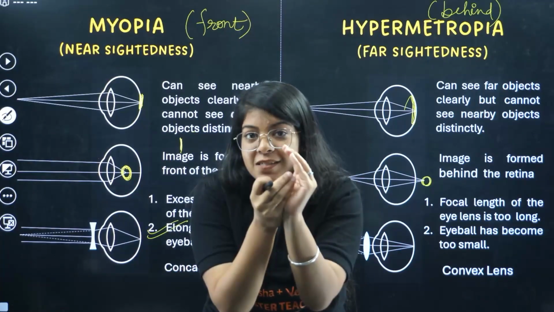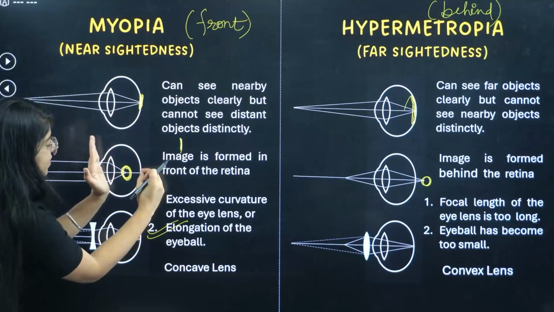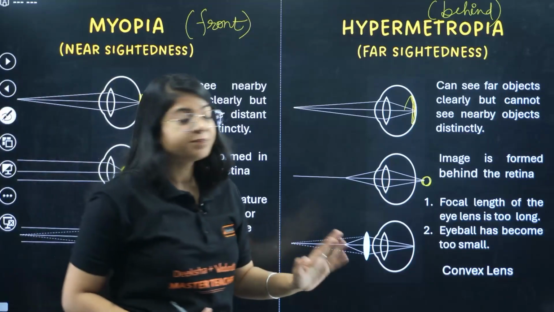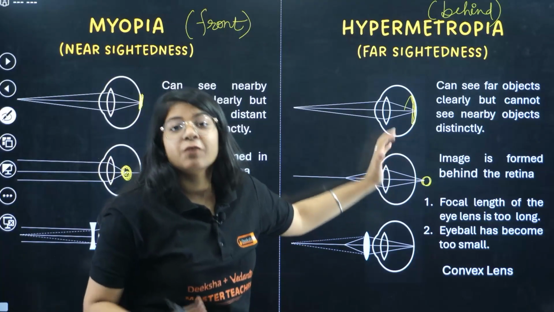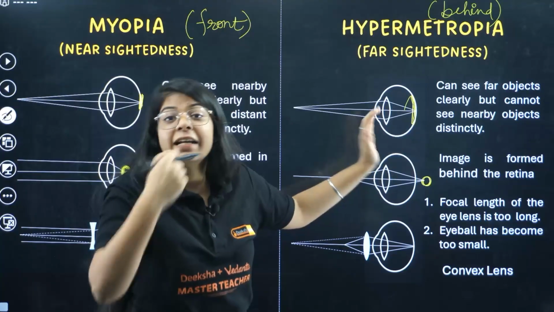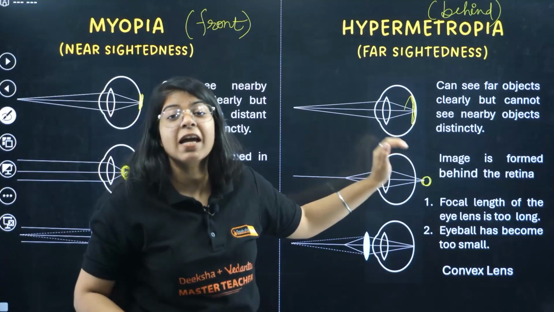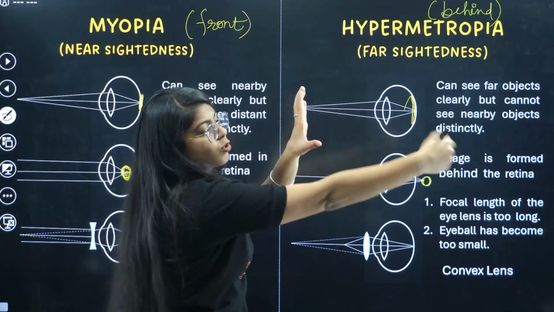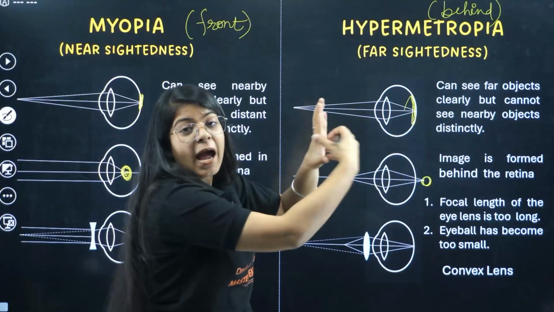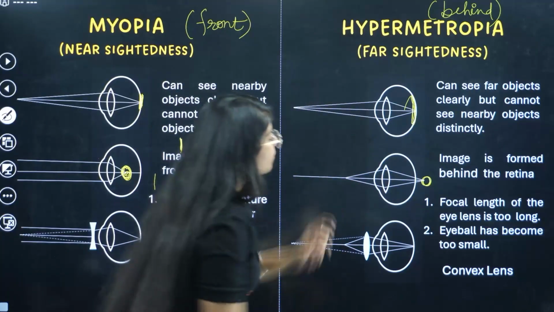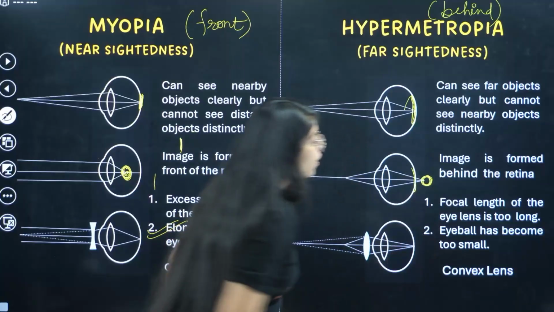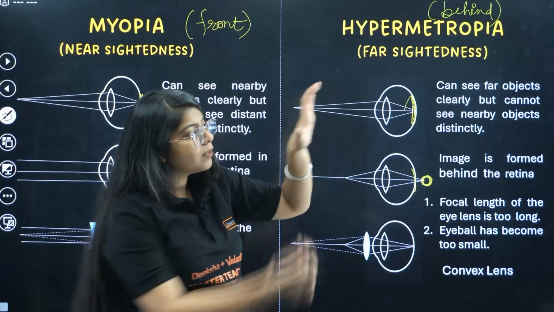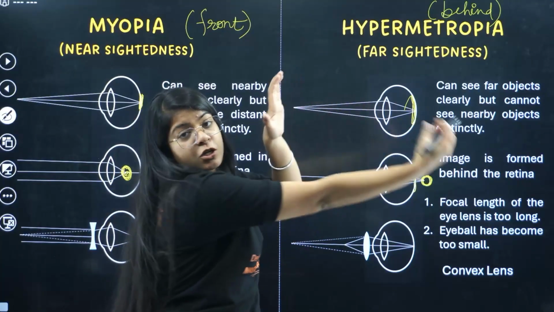That means the focal length decreases, so now the image will be formed here, not there. Understood? Similarly, now here the curvature will decrease. Curvature is the curveness. So if the curvature decreases, the focal length becomes longer, and I won't be able to focus on the retina, right? So instead of here, the image is actually here. So the image is formed behind the retina. First, the focal length of the eye lens is too long. The retina is here, but it is focusing the object here.